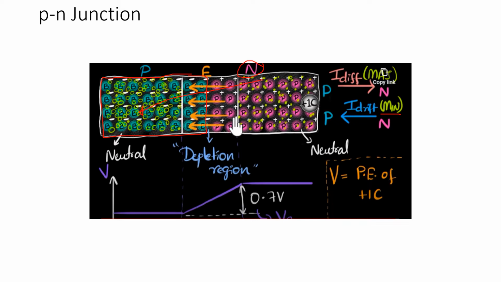Because this is positive, this graph is plotted here and a barrier is created here due to the charge difference between negative and positive here, and this is of the order of 0.7 volts for silicon and 0.2 volts for germanium.